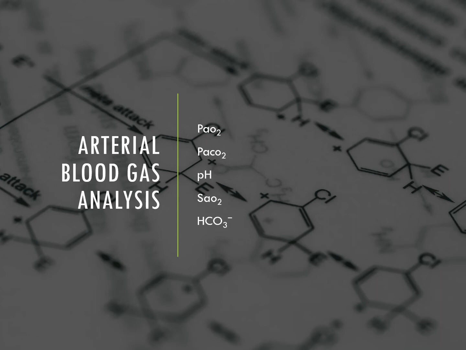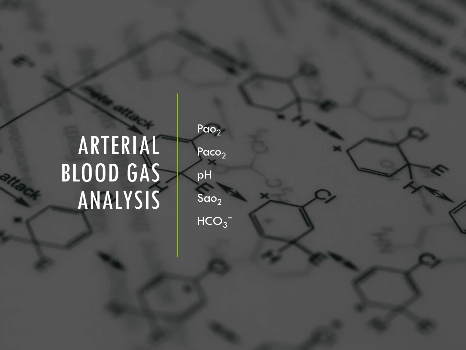SaO2, also abbreviated as oxygen saturation. This is the percentage of available hemoglobin that is saturated with oxygen, that is, the ratio of the amount of oxygen combined with hemoglobin to the total amount of oxygen that the hemoglobin can carry. A normal value is typically 94 to 100%. HCO3. This is the level of plasma bicarbonate, an indicator of the metabolic acid-base status, and a normal value is 22 to 26 milliequivalents per liter.